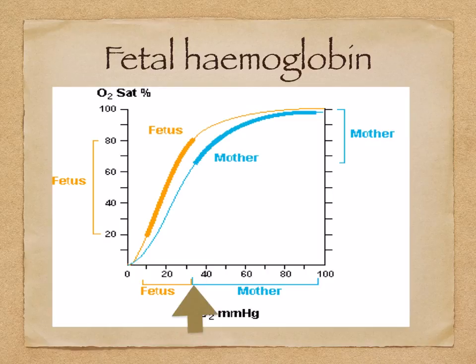So let's look at an example. If you look at the partial pressure about 35 millimeters Hg, what is the saturation of hemoglobin in the mother? Well, it's just above 60%. What about in the fetus at the same partial pressure? It's about 80%, showing that the fetus has a higher affinity for oxygen, or the fetal hemoglobin.